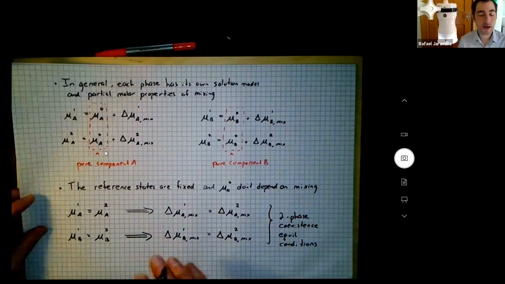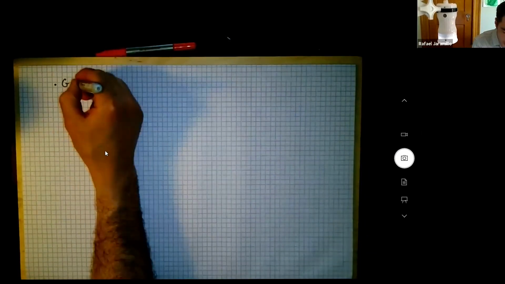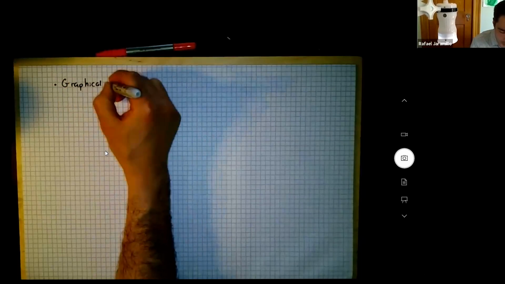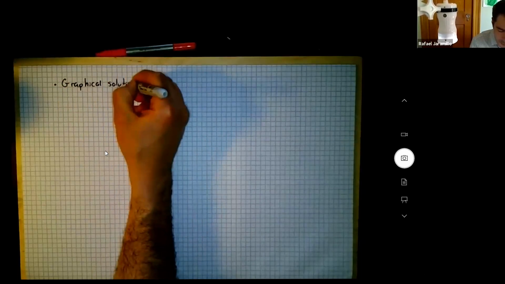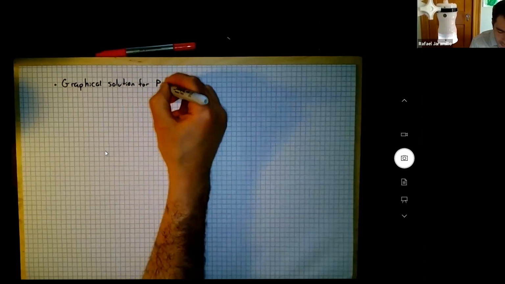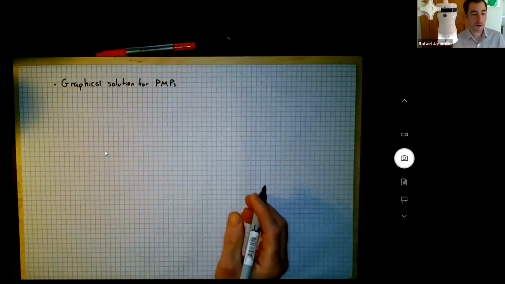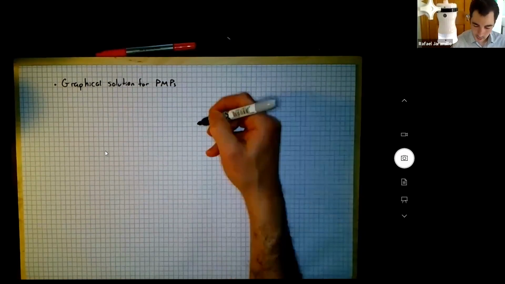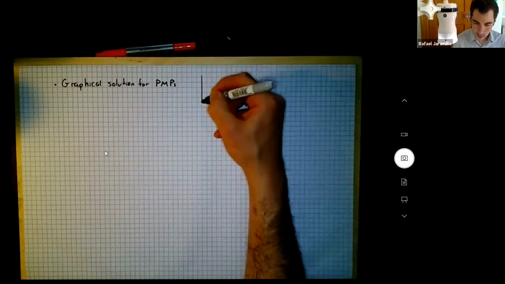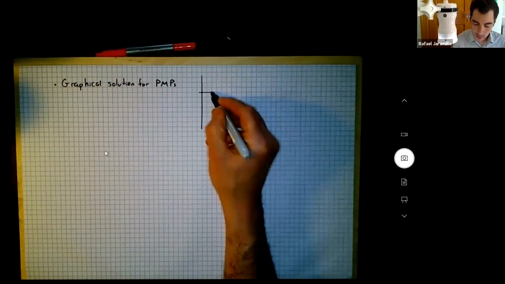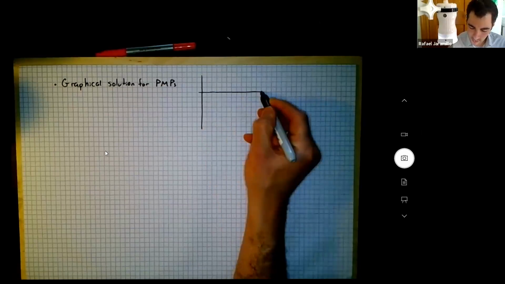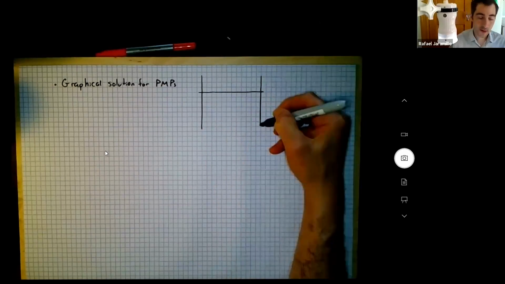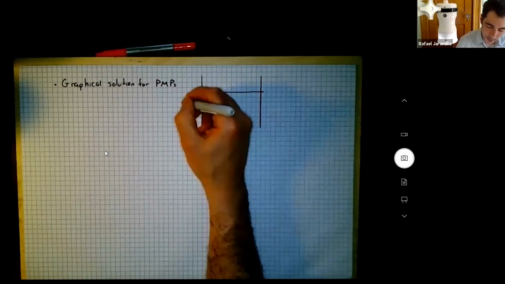So now we're going to use something which we introduced maybe a week or more ago, which is the graphical solution for partial molar properties. And let me remind you what that was. Now specific to the case of Gibbs, because that's pretty much the only way we're going to be using this. Here we had Gibbs free energy.